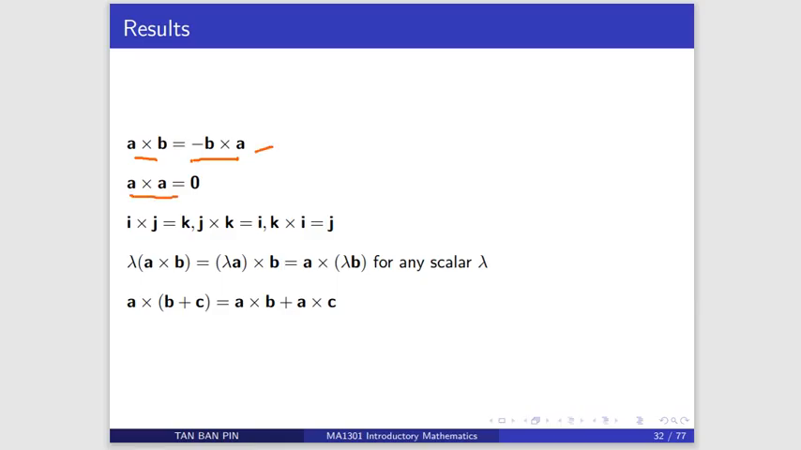And just as I mentioned, A cross A will be 0 because A cross B has magnitude of A, magnitude of B sine theta. So if you consider A cross A, then the angle will be 0. The angle between vector A and vector A is 0.